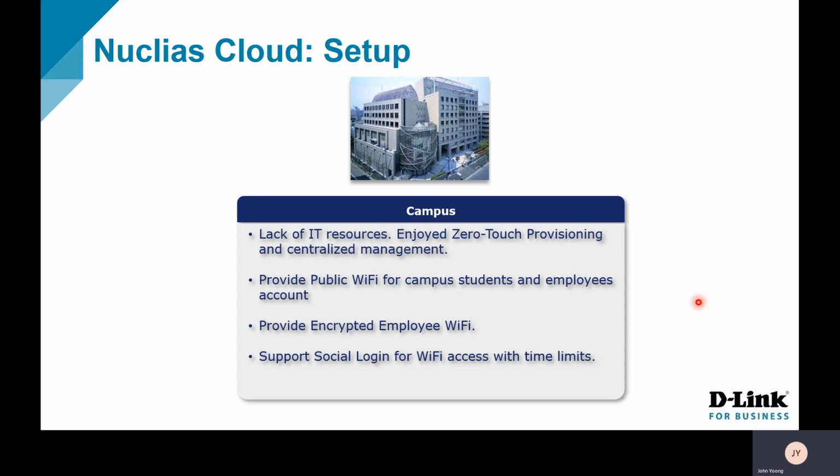Then for the public Wi-Fi for the students, they can use the captive portal plus the RADIUS server. For the employees, they can use WPA2 and WPA3. And lastly, of course, the guests can use a social login with a time limit. It's very good.